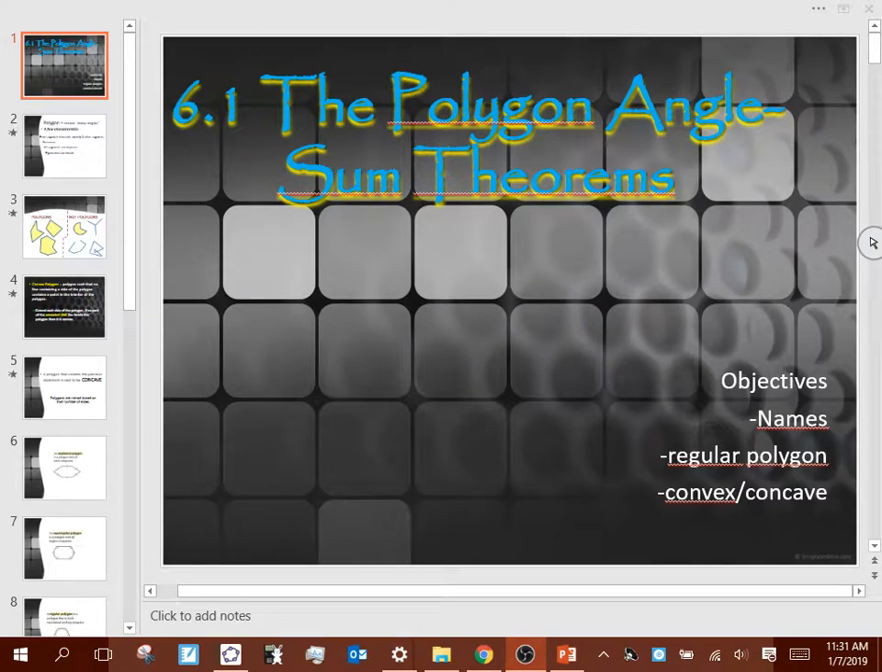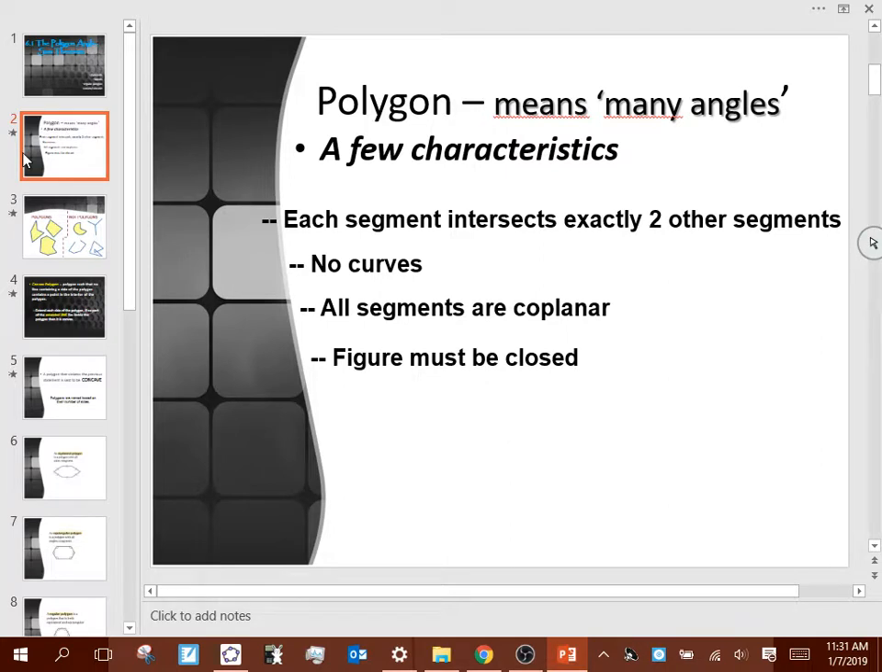All right, guys. So this is called the polygon angle sum theorem. There's two theorems. They're pretty simple formulas. But before we get into talking about them, we need to discuss some vocabulary. We need to know what a polygon is.